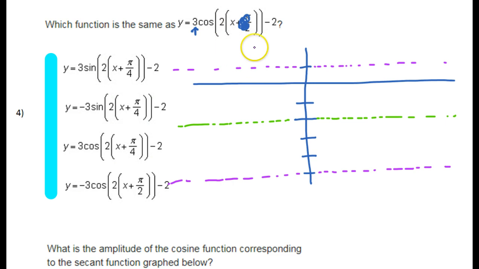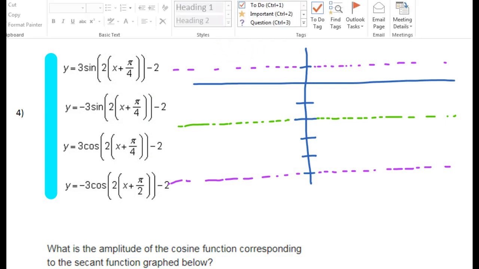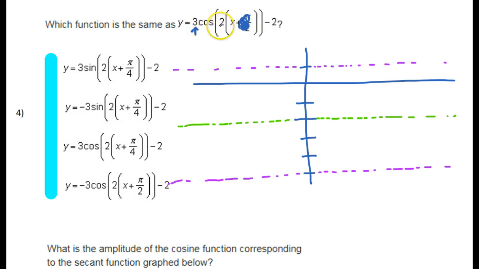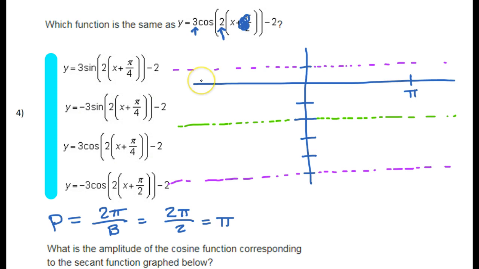What else? Oh, we're going to need to know the period, so we know where to end. So the period is going to be affected by this b value. Okay, we know that the period is always 2 pi divided by the b value. So in this case, that's going to be 2 pi divided by 2. So the period is going to be pi. Okay, so I'm going to put a big old pi out here. And I'll put a negative pi as well for later.